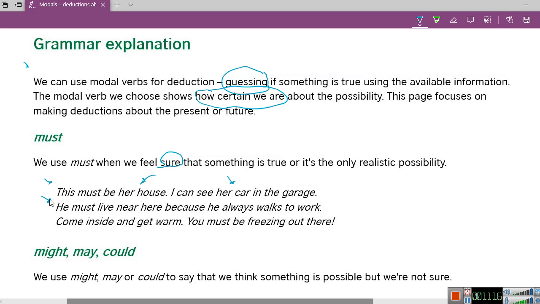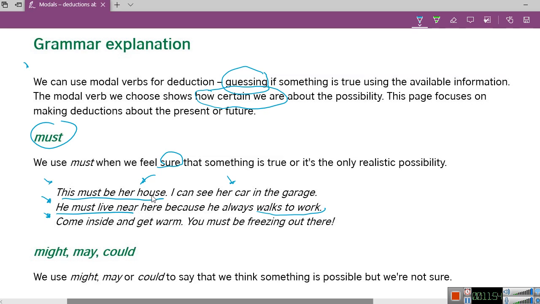Now let's look at this example. He must live near here because he always walks to work. So again, the observation is that I see this guy always walking to work, so he must be living quite close to the office. I'm sure about this, so I use must. I'm always using must because I'm so sure about this.